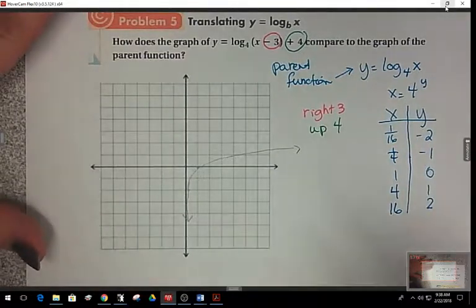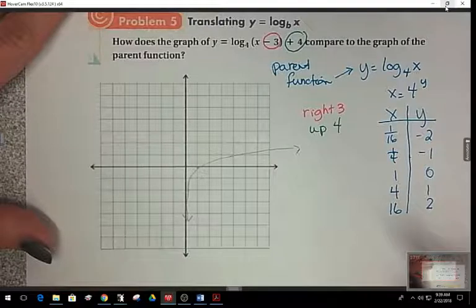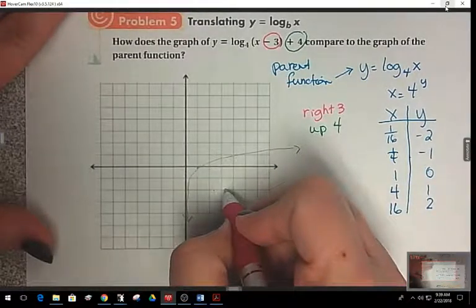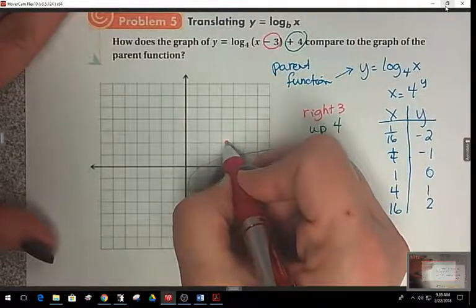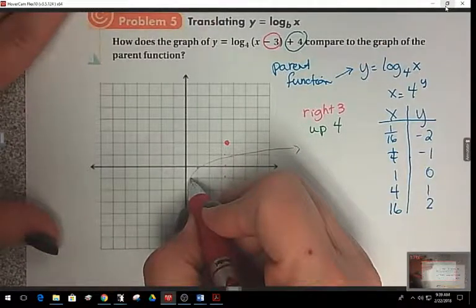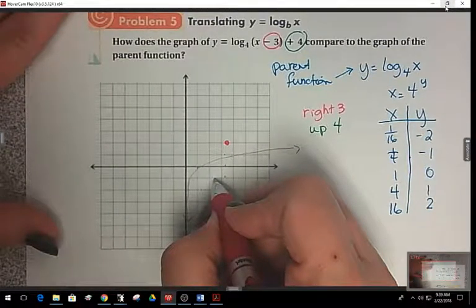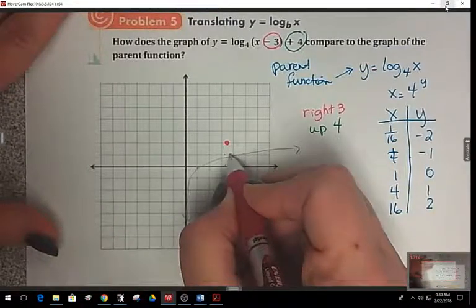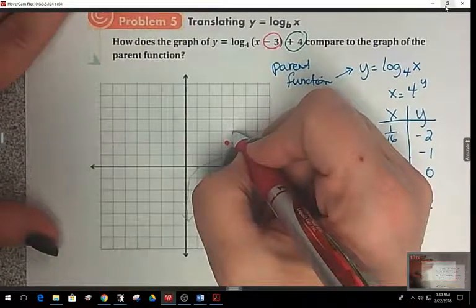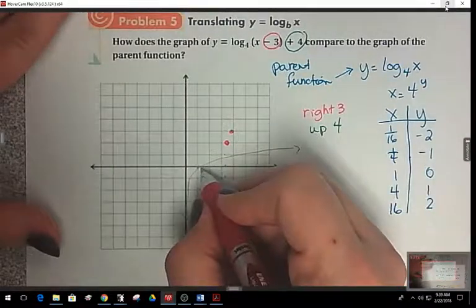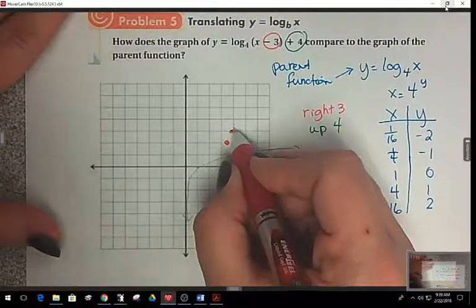So what we're going to do is we're going to take every point on this graph and shift it right 3 and up 4. So if I take this point and go 1, 2, 3 to the right and up 1, 2, 3, 4, that's where that point moves to. And now if I take this one and go 1, 2, 3 and up 1, 2, 3, 4, and my estimation is not great here, it's off a little bit, I think because I made my dots so big. And then this one is going to go 1, 2, 3, 1, 2, 3, 4.